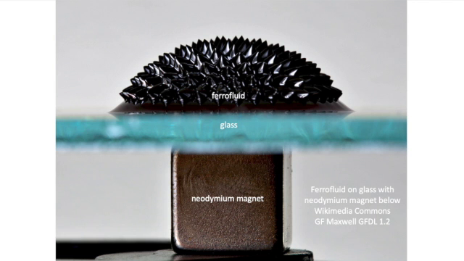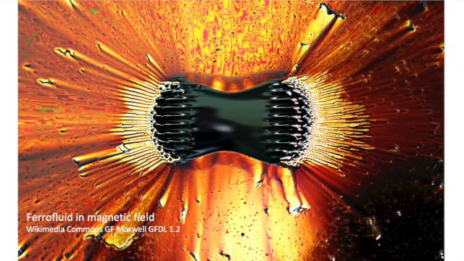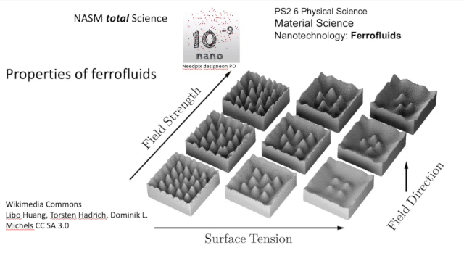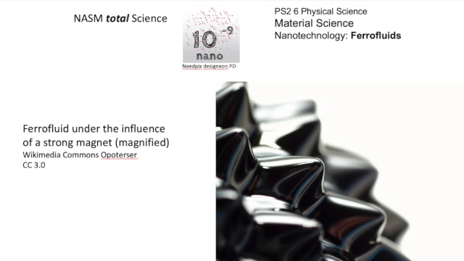And the impressive way of looking at them, you get these little hedgehogs, the ferrofluid there, with a strong magnet. We just separated the ferrofluid from the magnet with glass. Another image here showing two particular sort of pole ends. And properties of ferrofluids, looking how the height of those little spikes changes with field strength, surface tension of the material, and indeed the field direction. And here's a magnified version of the spikes.